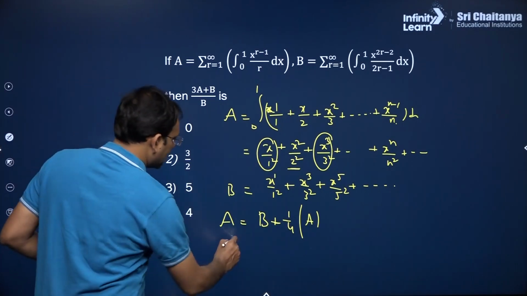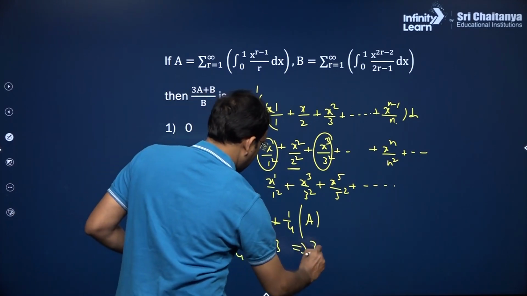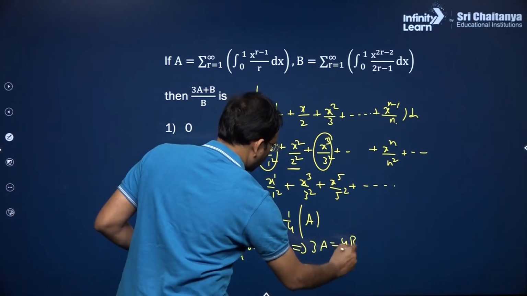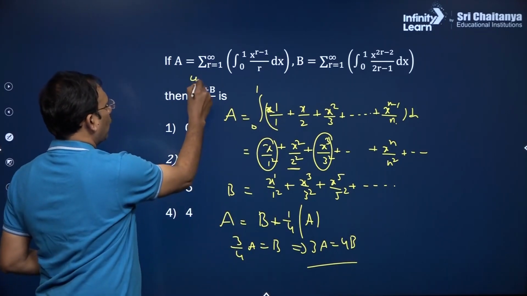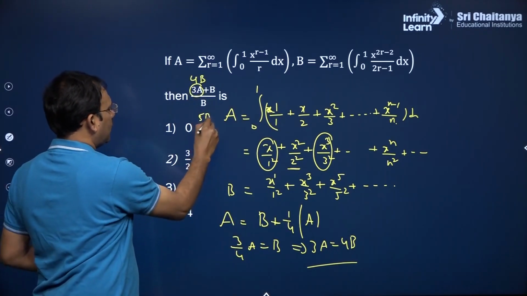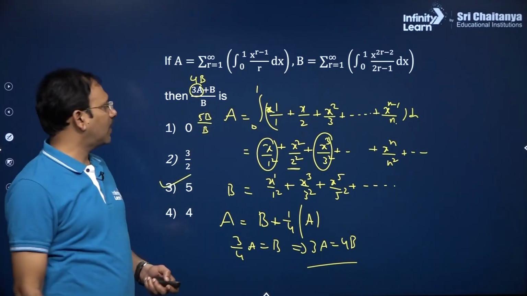So my dear friends, this is 3/4 of a is equal to b, 3a is equal to 4b. Just work out properly. If 3a is equal to 4b, then 4b plus b, that is 5b by b, is going to be 5, my dear friends. Okay.